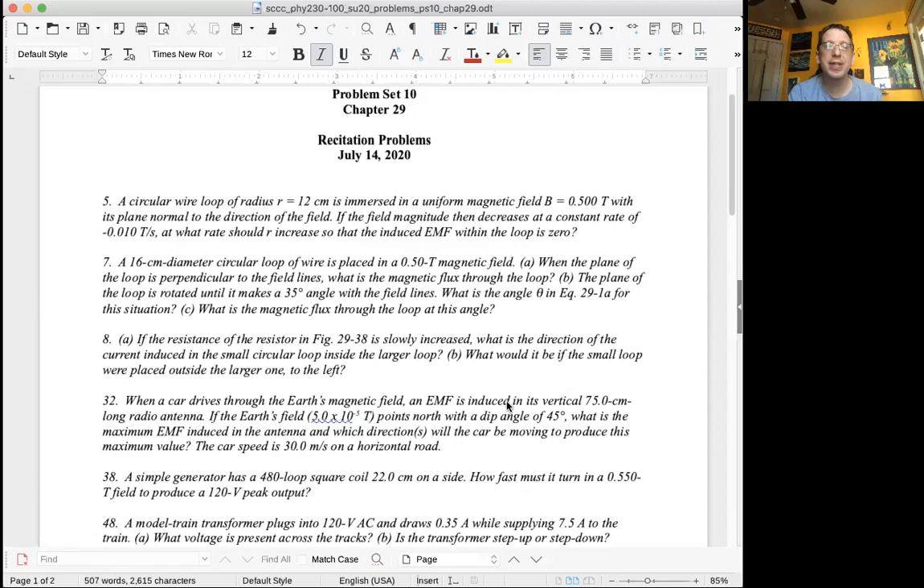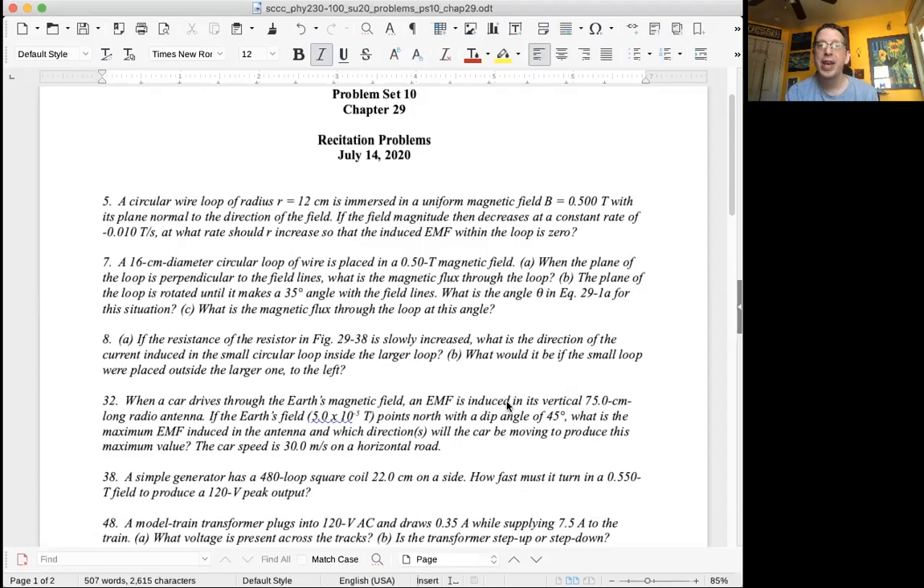If the resistance of the resistor in figure 29-38 is slowly increased, what is the direction of the current induced in the small circular loop inside the larger loop? So you basically have 2 loops, an outer loop and an inner loop, and one is connected to a resistor with a power supply, so it has a current running through it.